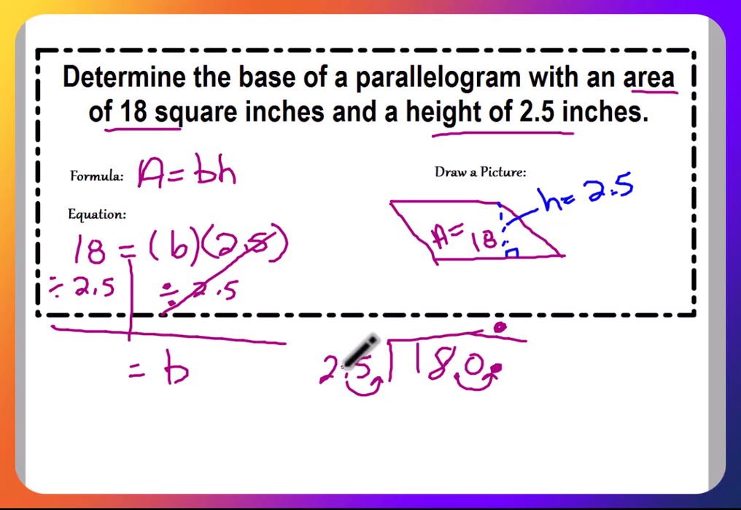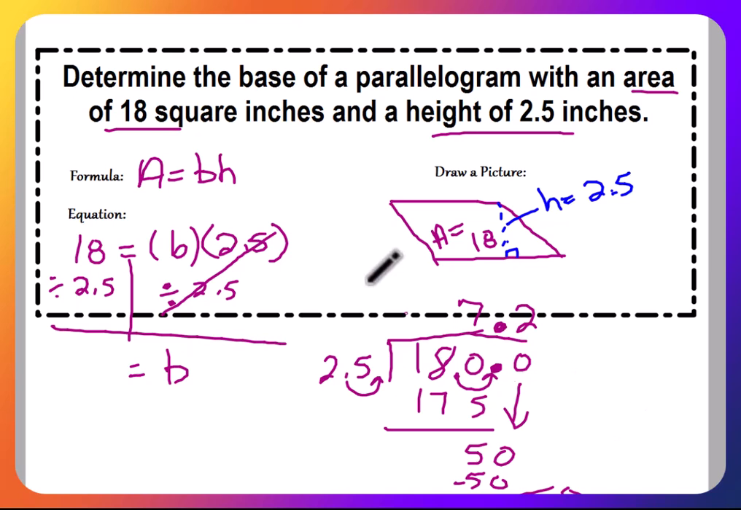25, every time I see 25, I think of quarters. If this is $1.80, this is a quarter. How many quarters make $1.80, or will go into $1.80? It's going to be 7. 7 quarters is $1.75. Subtract, 5 remainder. I can keep dividing by adding a 0, bringing it down, and 25 goes into 50 2 times. So 7.2 is my base. Put my dimensions: 7.2 inches. And there is my answer.